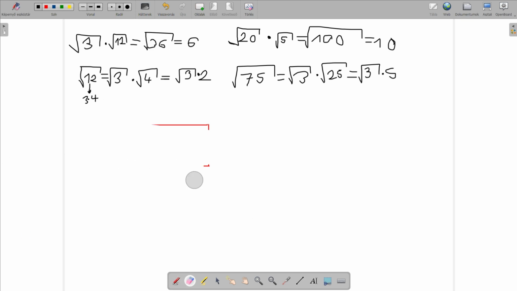Now I'm just going to erase this and continue our work here. So, this is basically just the rule: try to write it up as the square root of something multiplied by the square root of something, where one number has an integer square root. Next one, what if we, let's say, have the square root of 2 multiplied by the square root of 50.